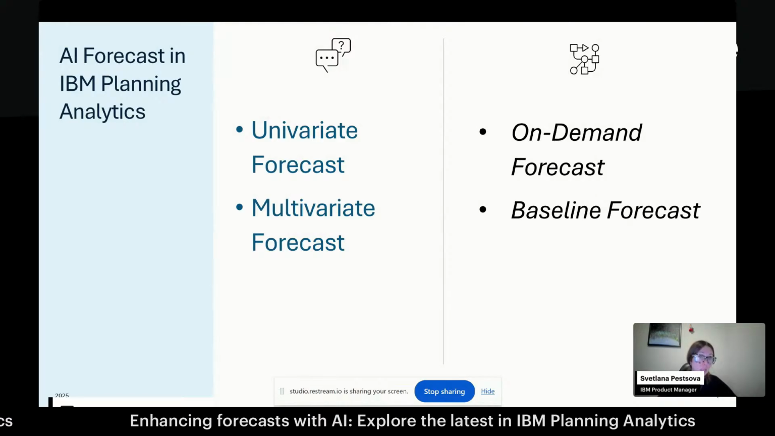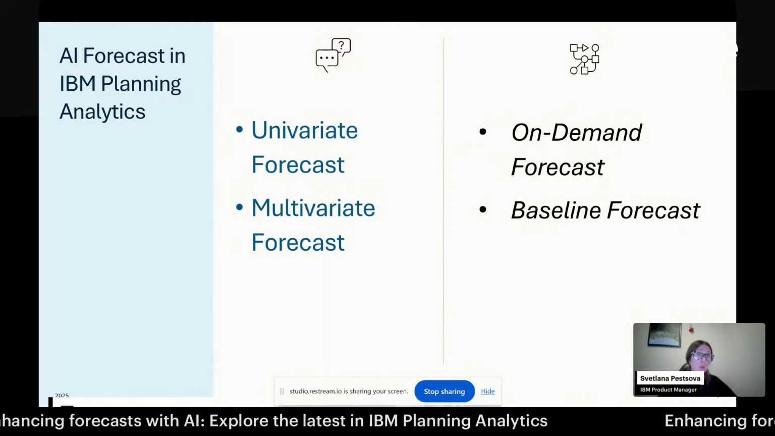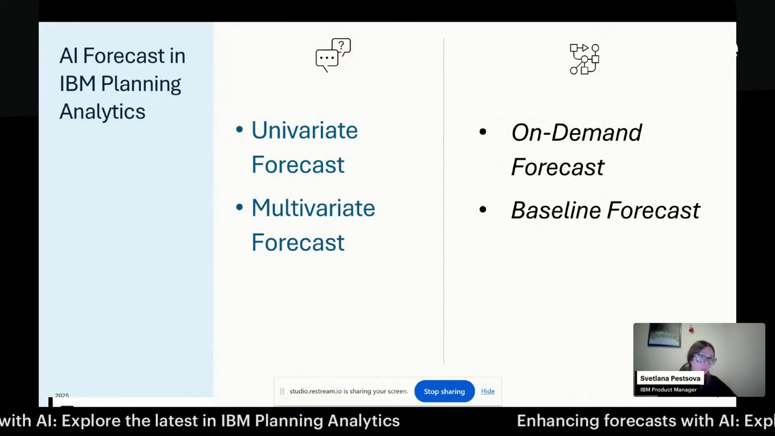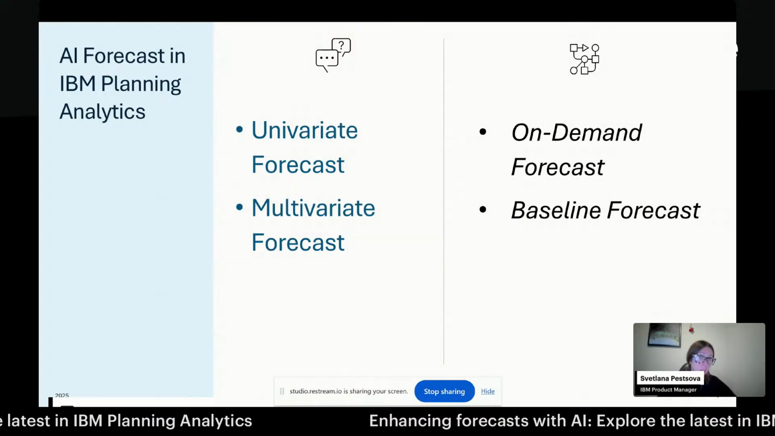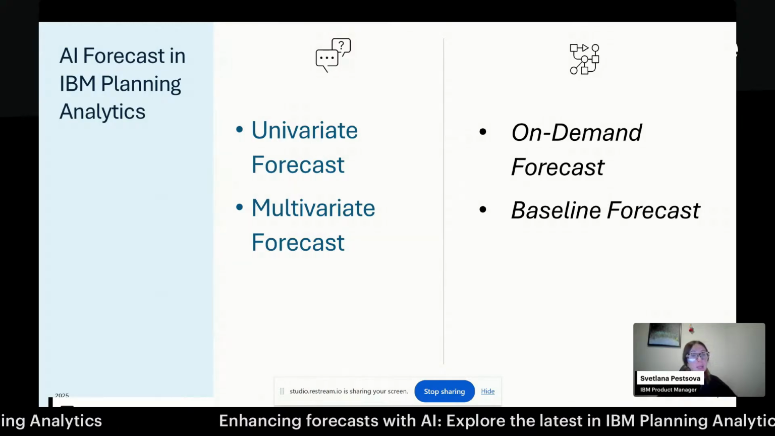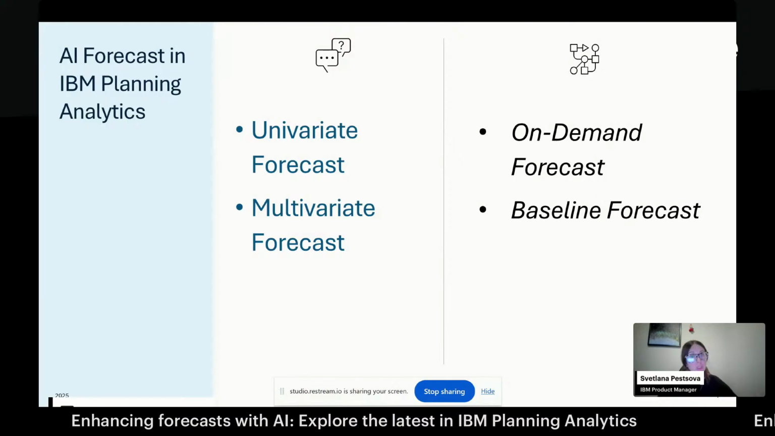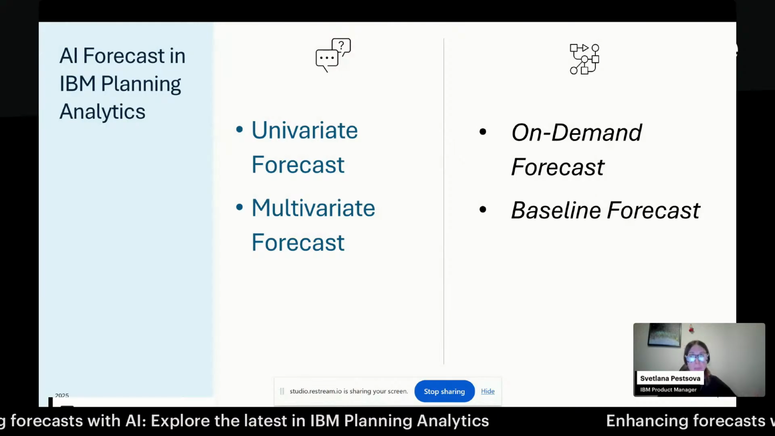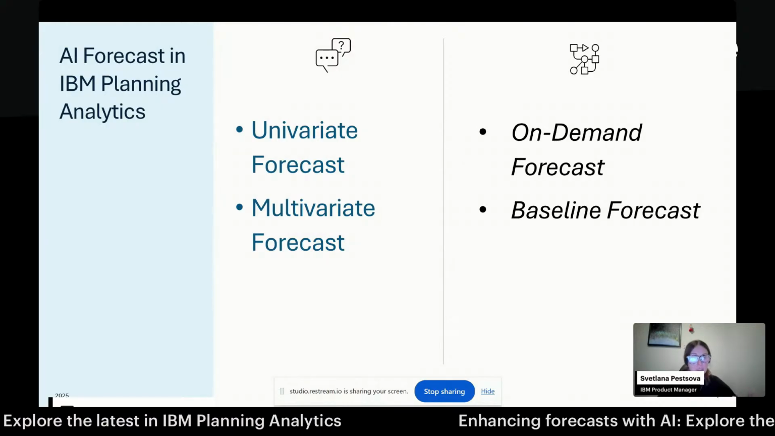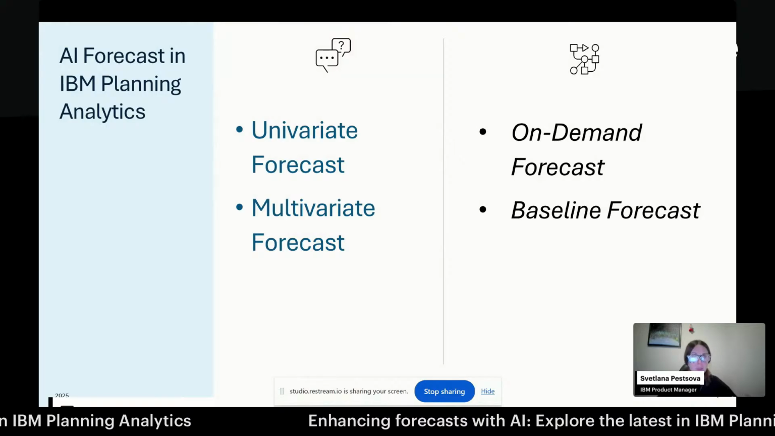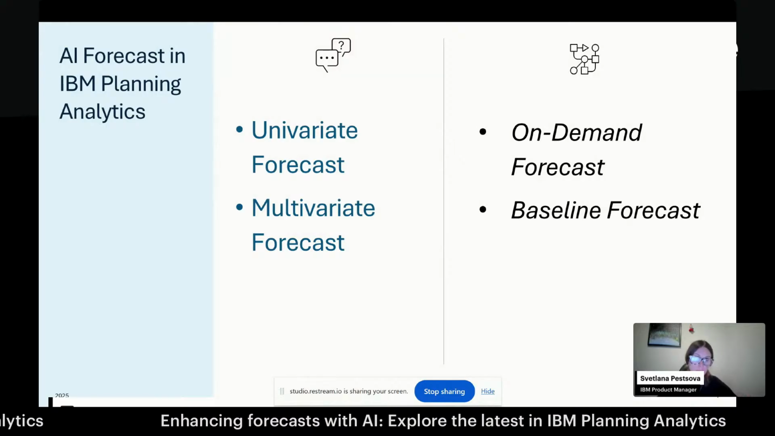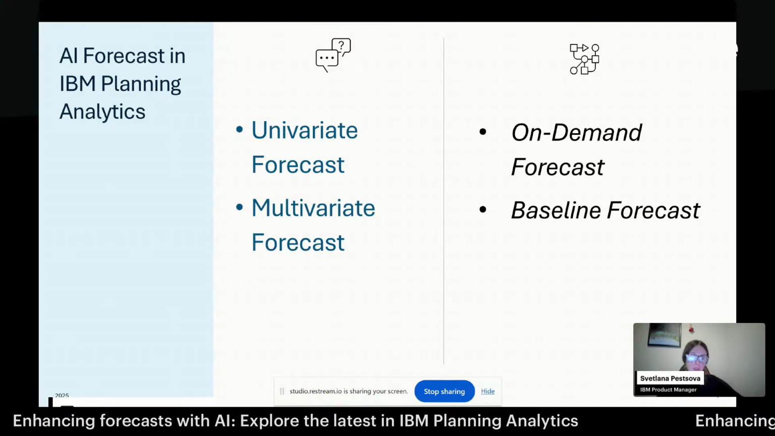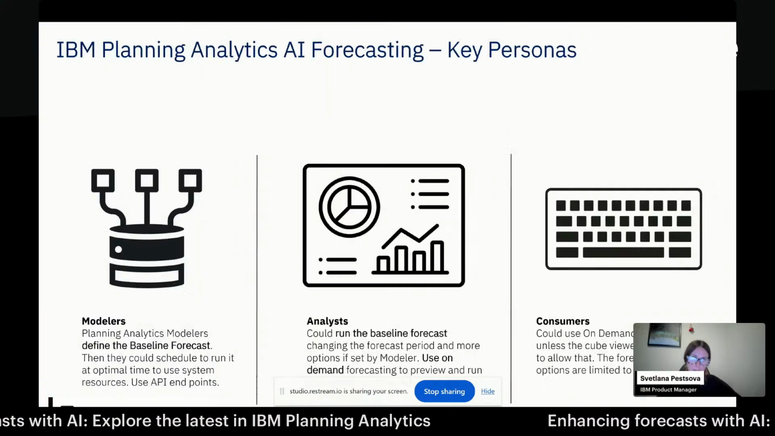In an on-demand forecast, what you will do on your cube view in your books, in Planning Analytics Workspace, or via baseline forecast, which is a much more powerful forecasting process, allowing you to produce forecast for thousands of accounts, thousands of product lines, let's say.